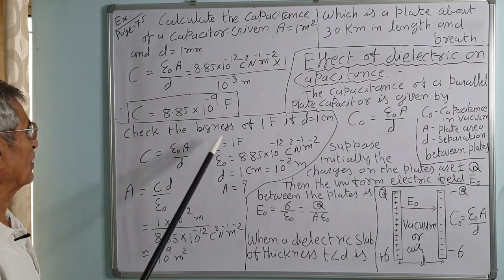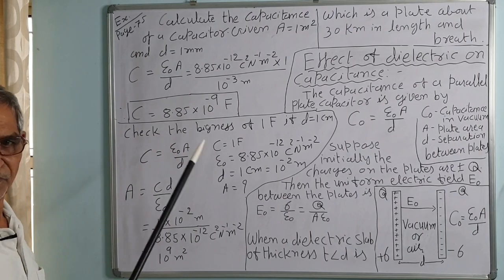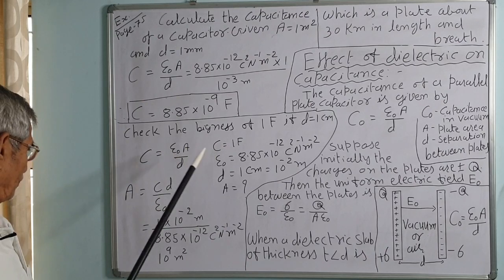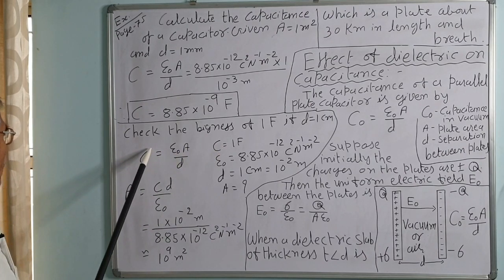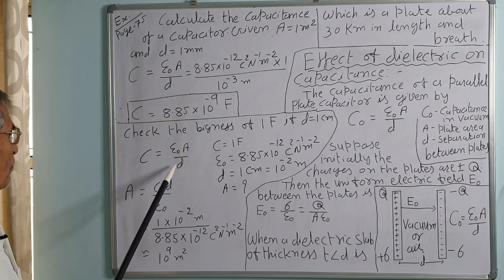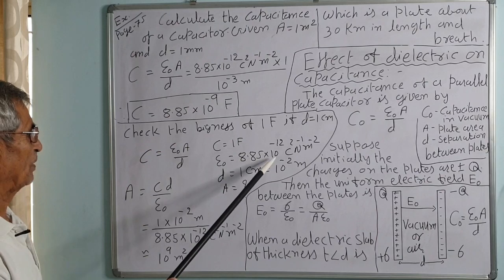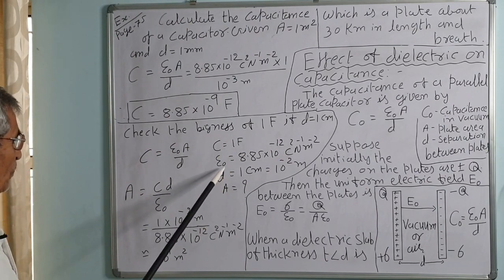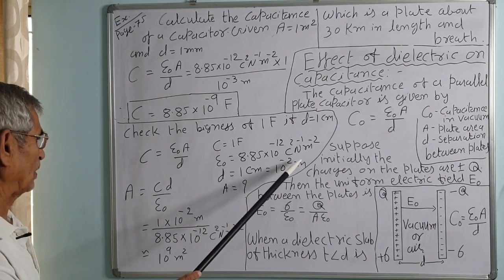Now, let us check the bigness of 1 farad. Farad is a very large unit. If the capacitance of a capacitor is 1 Farad, then what is the area of the plate? Let us calculate from this data. We know that C is equal to epsilon 0 A upon D. C is equal to 1 Farad, epsilon 0 is, as we know, 8.85 into 10 raised to minus 12 Coulomb square, Newton minus 1, meter minus 2. D, the distance between the two capacitor plates, is 1 centimeter, that is 10 raised to minus 2 meters.